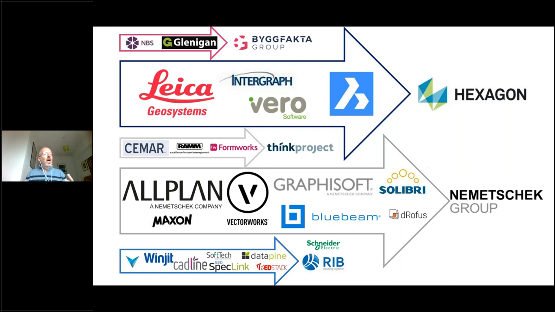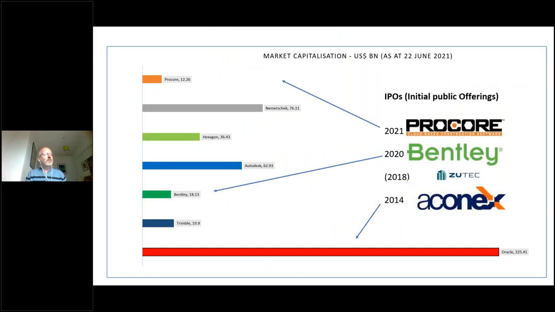But there are also some smaller players engaged in merger and acquisition activity. NBS and Glenigan are now part of the Big Factor Group. Think Project has acquired the UK-based CMAR and Formworks, plus RAM, an asset management business from New Zealand. And Germany's RIB has been acquiring businesses around the world in India, China, South Africa, and the US, and has itself been acquired by Schneider Electric. This graph shows the market capitalization of those same six large groupings that I've just described.